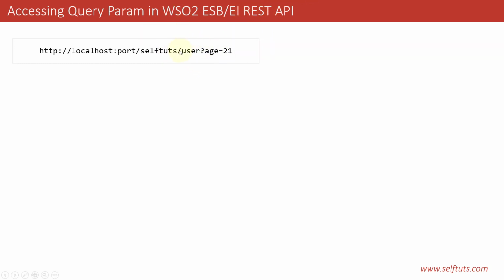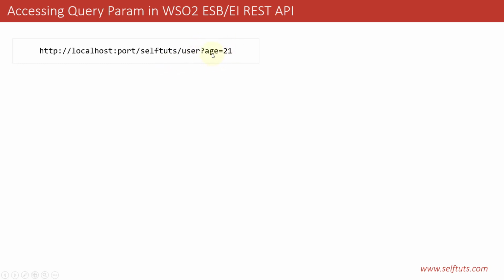Suppose I'm trying to get all the users who have an age of 21 or greater than 21. So suppose my logic is that if I hit this endpoint self-tuts/user and give a parameter of age equal to 21, then the backend will return all the users which have age of 21 or greater. So this particular thing is called the query parameter. Anything which is after the question mark is called the query parameter. So there is age equal to 21.